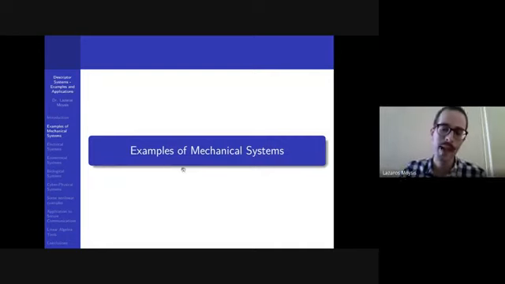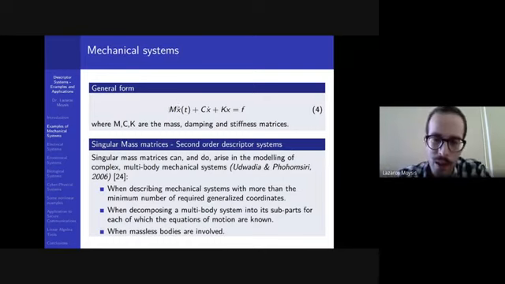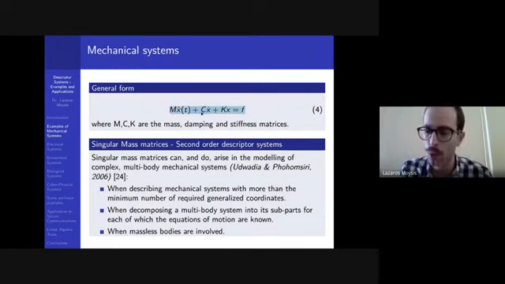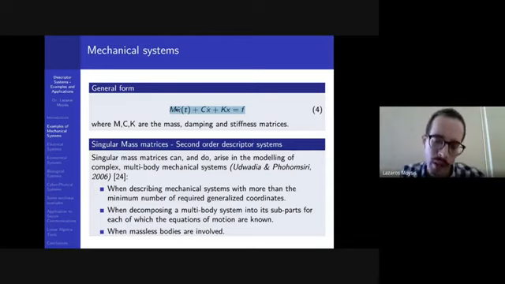So let's begin with mechanical systems. Mechanical systems have this very general form. This is a classic model, for example, describing two masses connected with a spring and a damper. So we have an external force, and we have the damping and stiffness coefficients and the mass matrix. In general, these are state space systems, but in some cases, this system may transform into a descriptor form.